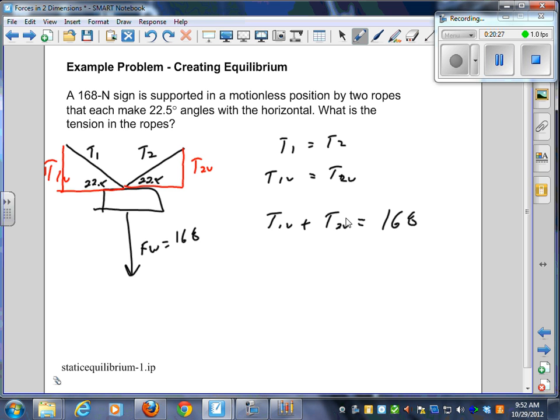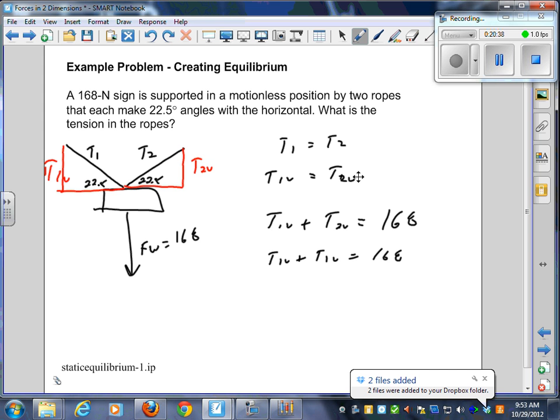And since T1V is equal to T2V, then I could write T1V plus T1V is 168. So what is T1V equal to? 168 divided by 2, right? Because this is really just 2 T1V is equal to 168, where T1V is 168 over 2, 84 newtons. The vertical component is equal to 84 newtons.